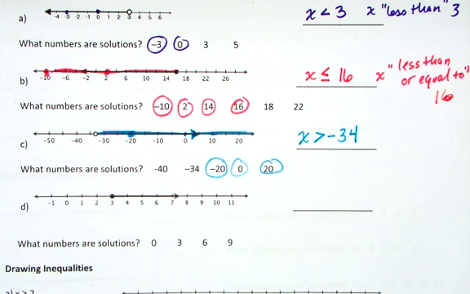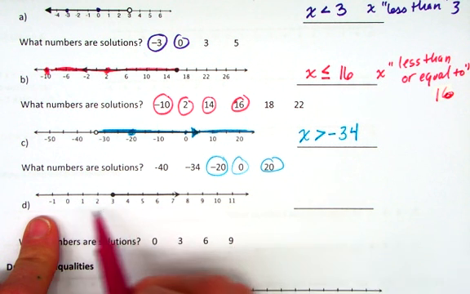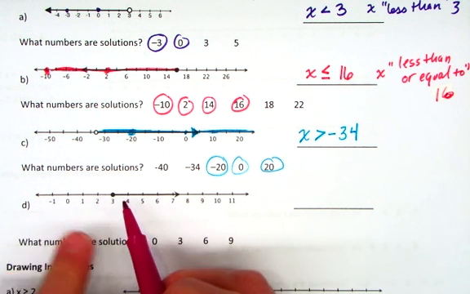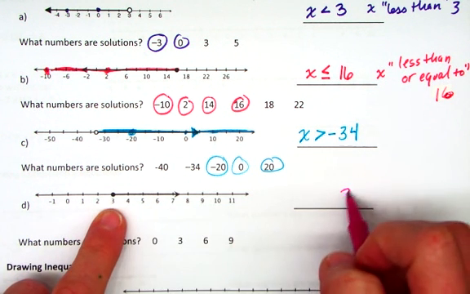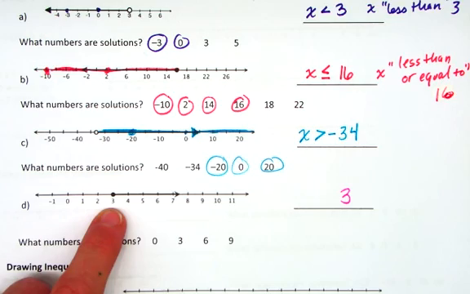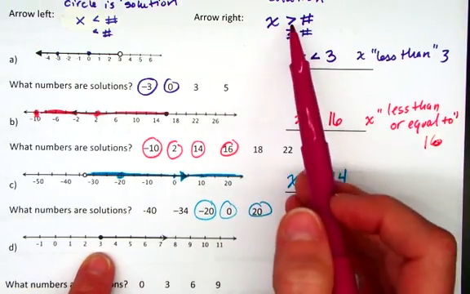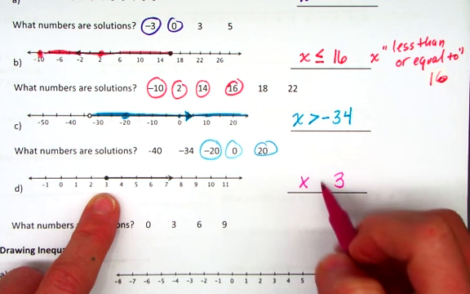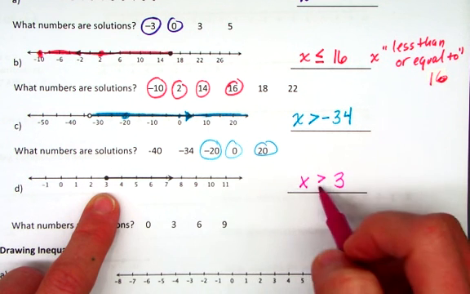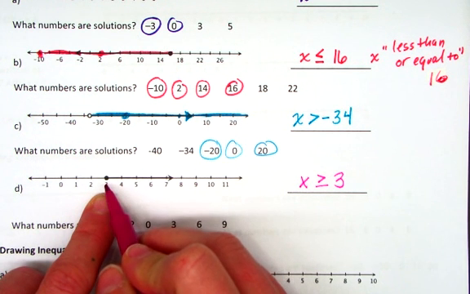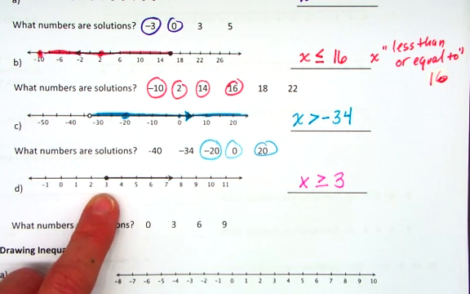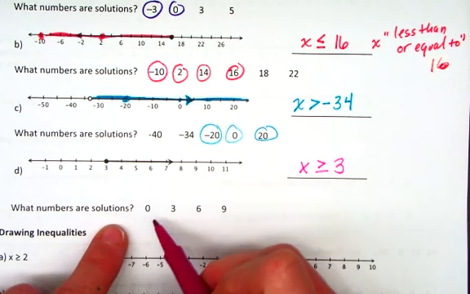And then our last one for writing inequalities, we find our start point. So I'm not looking at the arrow. I'm looking at the point we're starting at, and it's 3, so I can write that down. And we're going to the right, which means we're going to be using greater than. So this is x is greater than. For this one, I do need to include the 3 because it's equal to. Okay, so then what we have is our solutions.